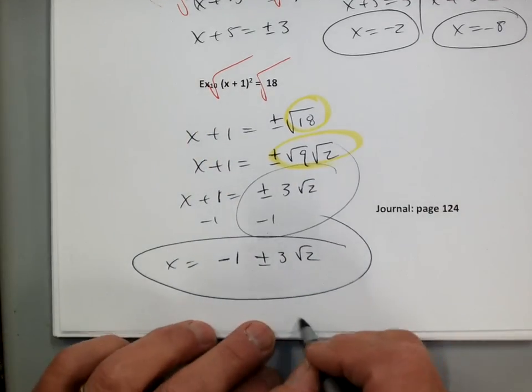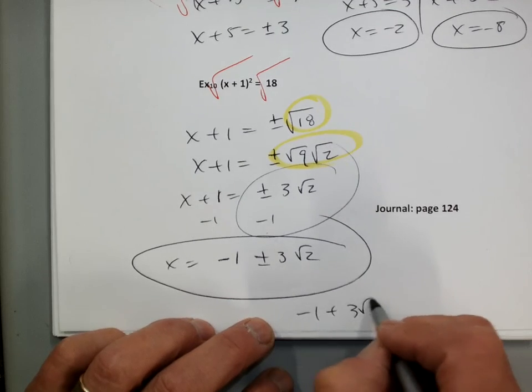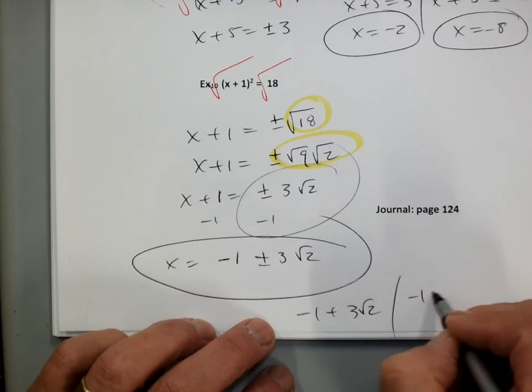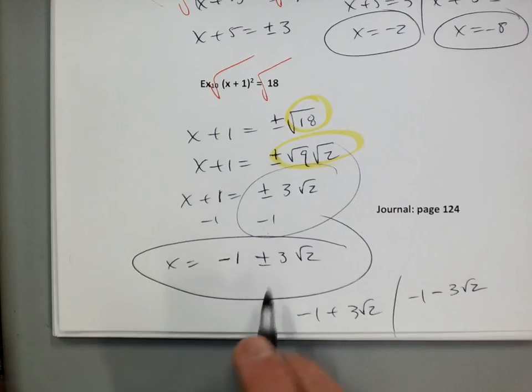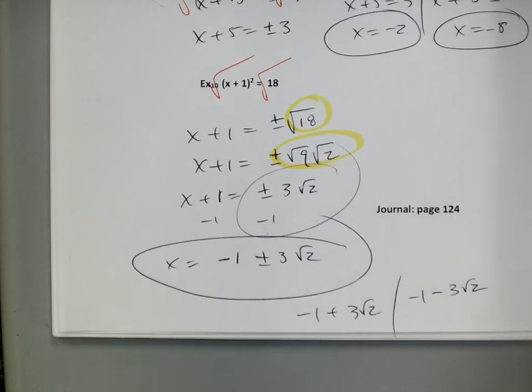My two answers are negative 1 plus 3 square roots of 2 and negative 1 minus 3 square roots of 2. But it's easier to write it like that. Okay, and we'll talk about this specifically when we Zoom Thursday, tomorrow.